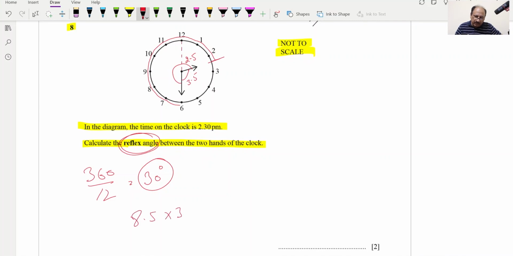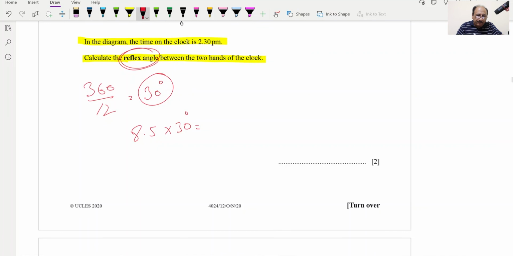8.5 multiplied by 30 will give us the answer. So 85 we can multiply by 30, then we'll put the decimal. So 5 3s are 15, 1 and 25, so we can put the decimal after 1. So it will be 225 degrees.